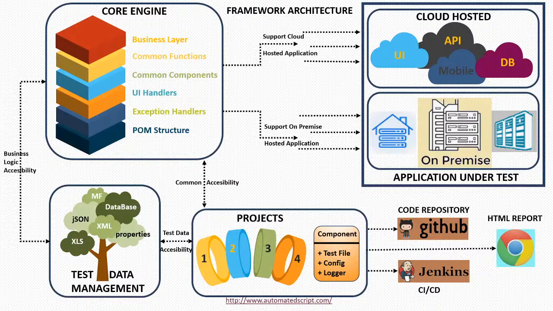So now, with the page object model, these are my six major and core components of my core engine. So you can explain it in an interview in this way.